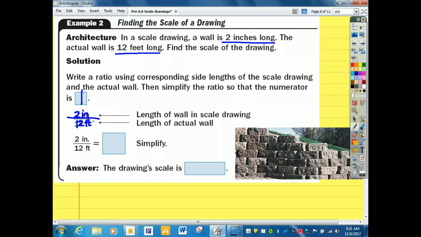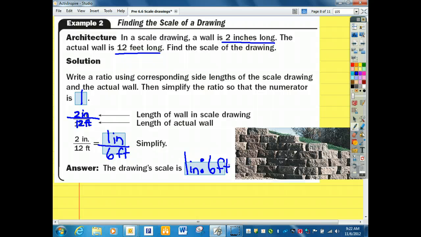Simplified, what are you going to divide by? 2. So simplified, that equals 1 inch to 6 feet. So our scale of that drawing is 1 inch to 6 feet.